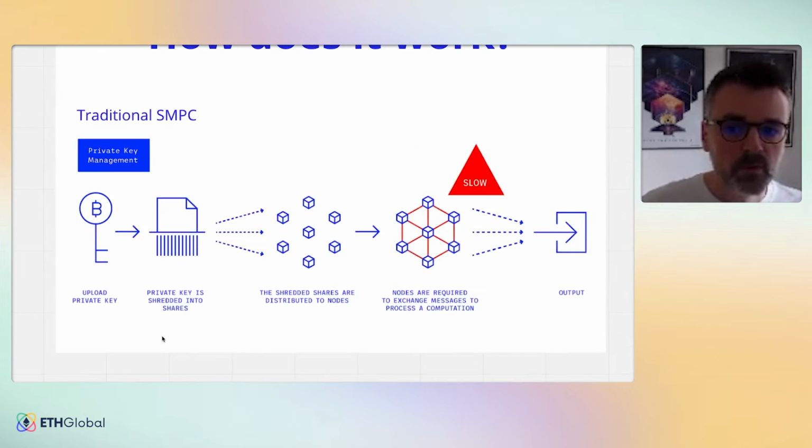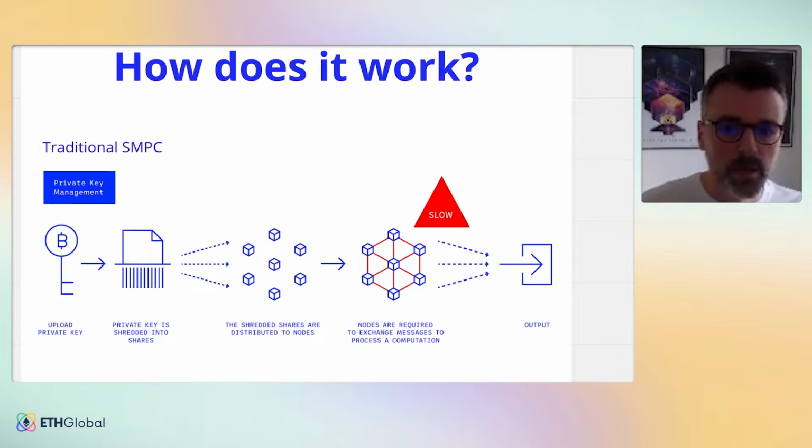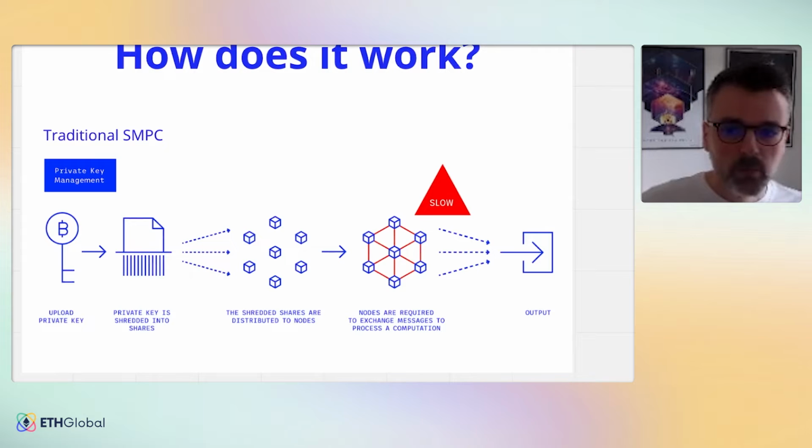Now, NMC solves the scalability issues specific to traditional secure multi-party computation, in which nodes must exchange information to compute outputs, which could be really, really slow. To give you an example, when calculating 1 million multiplications, secure multi-party computation technology would take upwards of 28 hours.